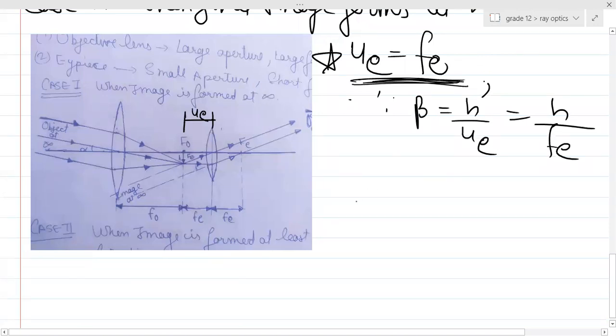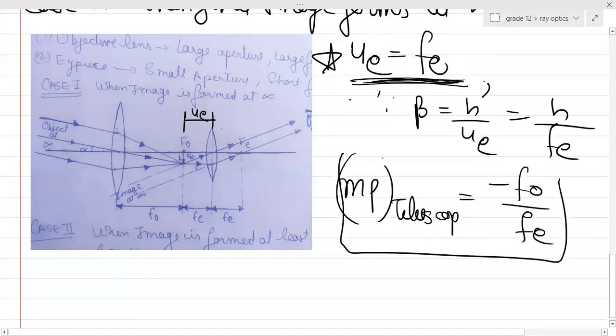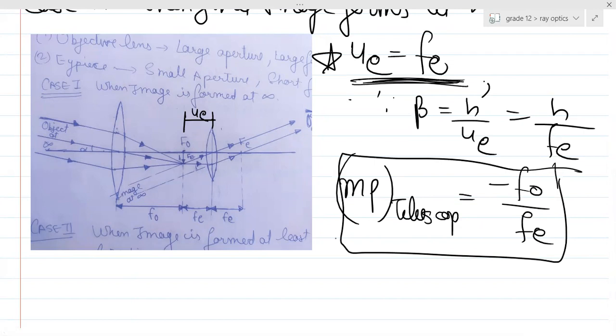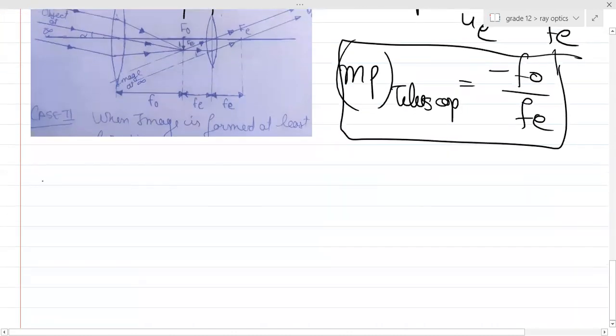So this is your beta, and when you use the formula, the final magnifying power, the value of m, will be equal to minus of f naught upon f. There will be no term like 1 plus fe upon d or anything like that. So this will be the final answer. So anyways, this is your refracting telescope, or basically your astronomical telescope. Is this clear?